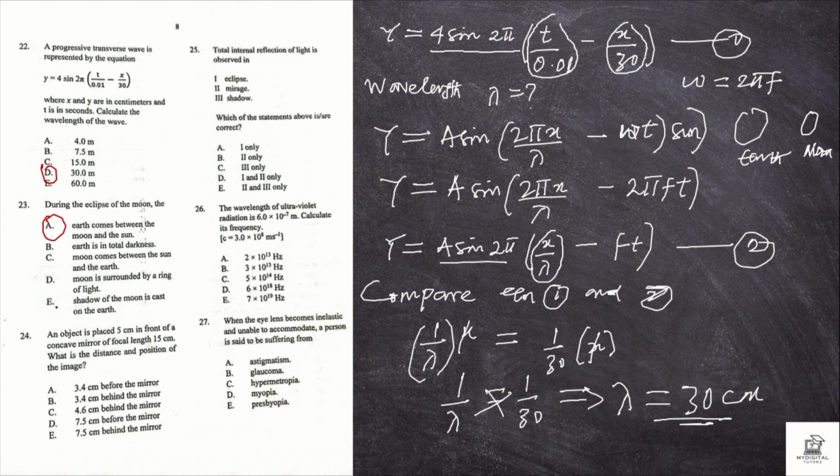Option A. Okay, question 24 says, an object is placed 5 cm in front of a concave mirror of focal length 15 cm. What is the distance and position of the image?